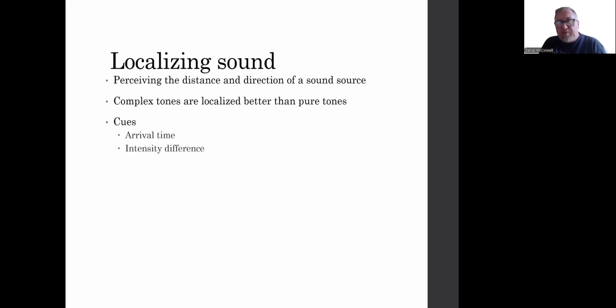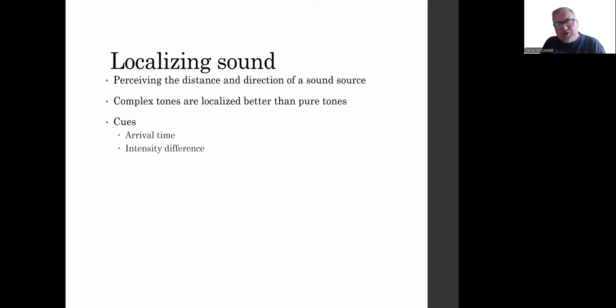But if it's just a warning buzzer that you're hearing, you might want to be able to localize that sound to know where it's coming from, right? And we can do that. We can tell the direction of a sound source. We can even potentially tell the distance of a sound source. That's a little trickier, but maybe one thing we can do, not necessarily accurately detect the exact distance of a sound source, though in many cases we can, is detect a change in the distance.